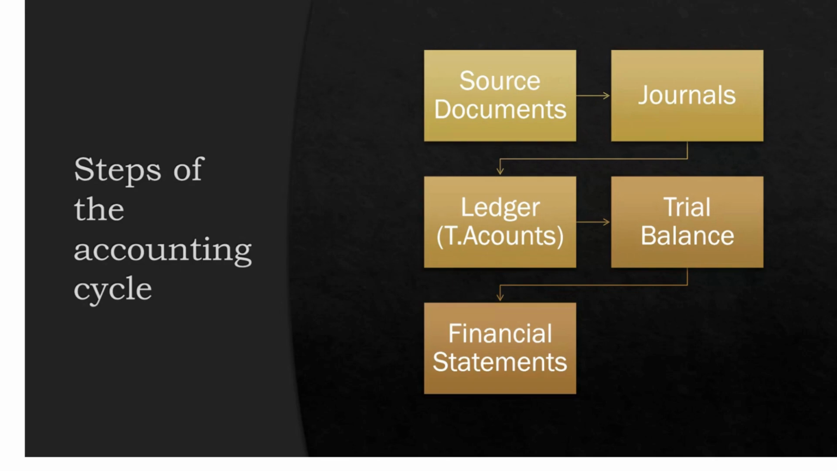After we prepare our journals, we're going to prepare our ledger accounts, which is also known as our T accounts. Then we're going to transfer our balances to our trial balance, and then we prepare our other types of financial statements. The important part that we want to look at today is the journals. The journals are also known as the books of original entry. All right, and that's what we're looking at.